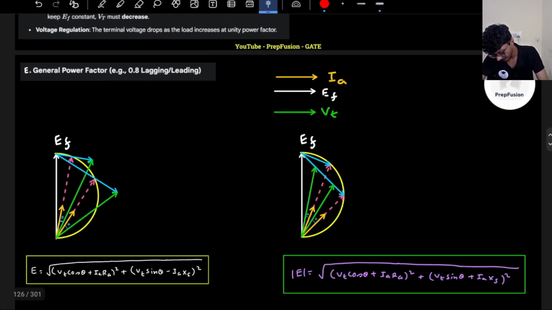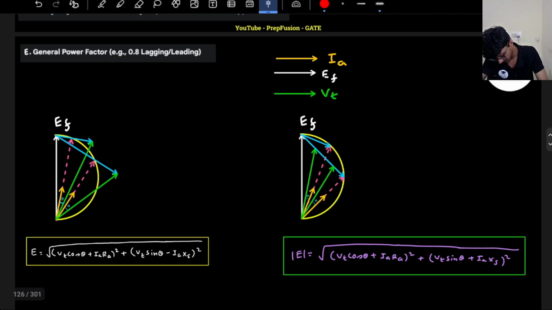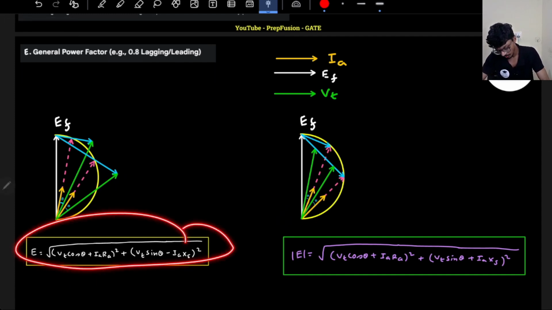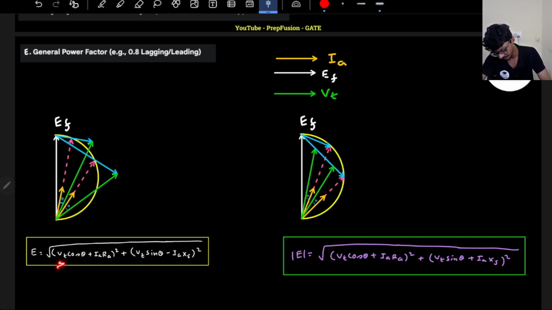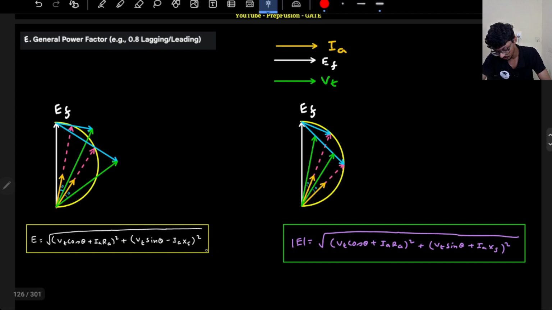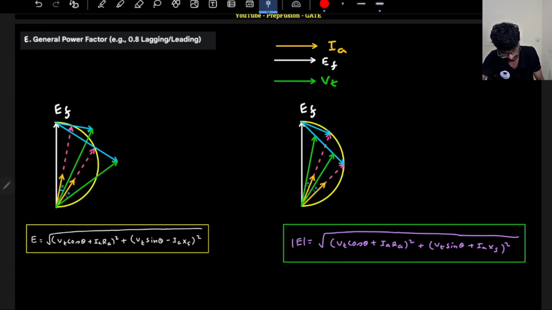Okay, so for any kind of load, this equation we already had derived previously, this magnitude of E formula. So from here you can also understand how Vt is with respect to E and Ia. This we derived in case of lagging and leading load. If you remember, for a leading load this was the equation, and for a lagging load this was the equation. I hope you remember. All these things we have derived previously.